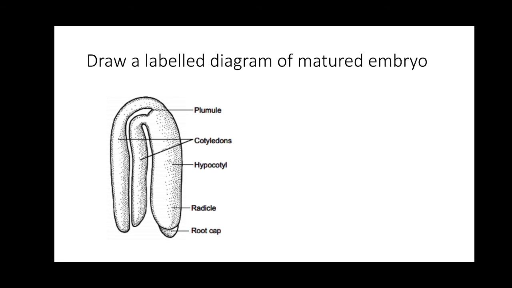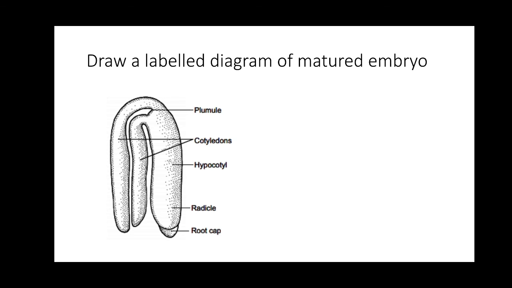Next is: draw a labelled diagram of a matured embryo. Another problem with drawing diagrams. Whenever this question is asked, it will be mentioned whether you are supposed to draw the dicot embryo or the monocot embryo. In this case, whichever is mentioned, you have to draw that one.